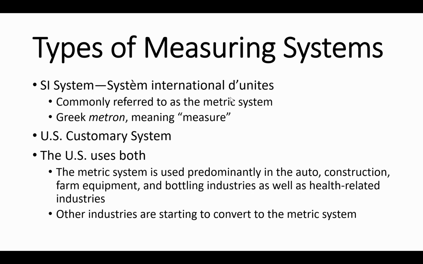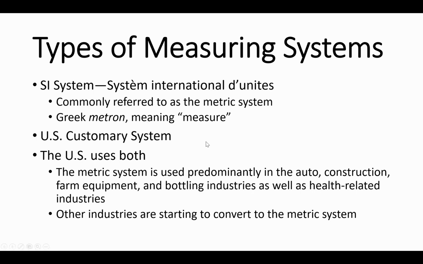We also have the U.S. customary system, and the U.S. uses both. Metric system is predominantly used in auto, construction, farm equipment, and bottling industries, as well as health-related industries. Whereas other industries are starting to convert to the metric system, it is a slow process. When I was your age, they kept saying how, by the time you get to college, we'll all be using the metric system. That is not the case still.